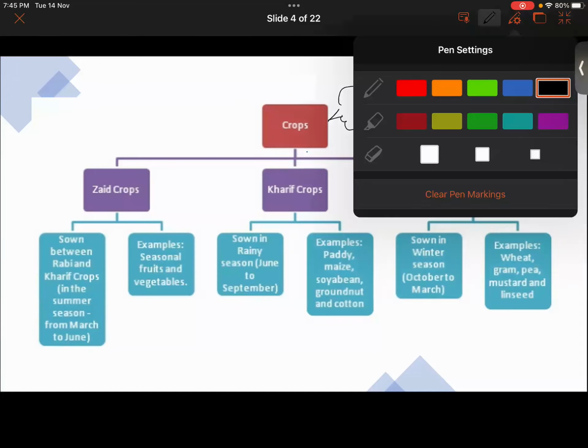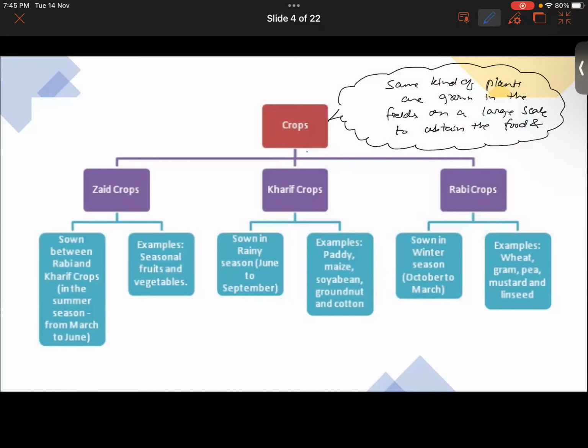Whenever we do crop production, we are not only producing the crop for our own use, but to meet the requirement of the masses. We have to meet the need of the people at a large scale. So we can say that same kind of plants are grown in the field on a large scale to obtain the food and to fulfill the needs of a large population.